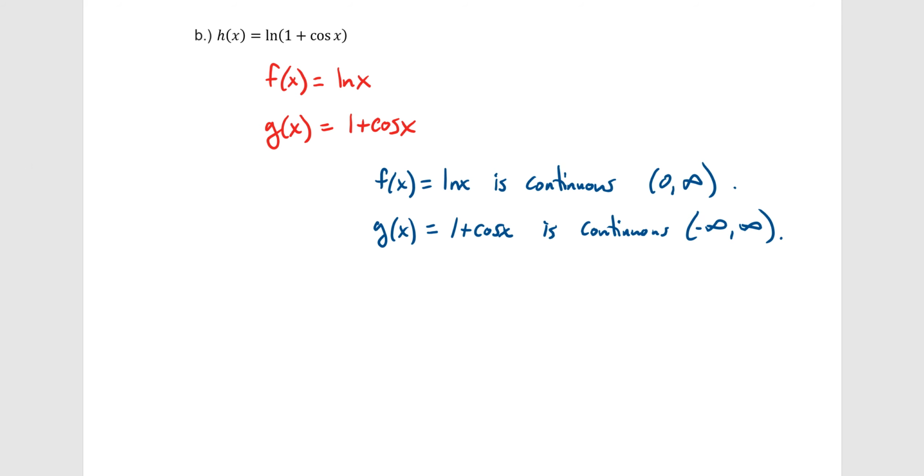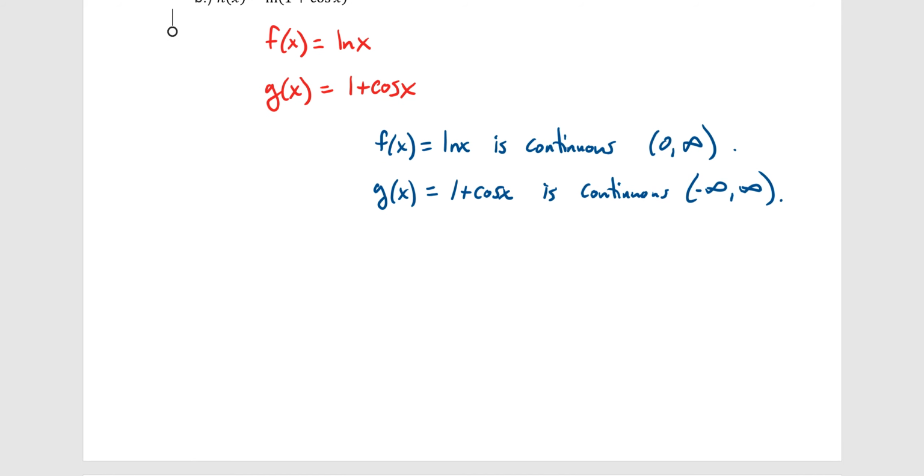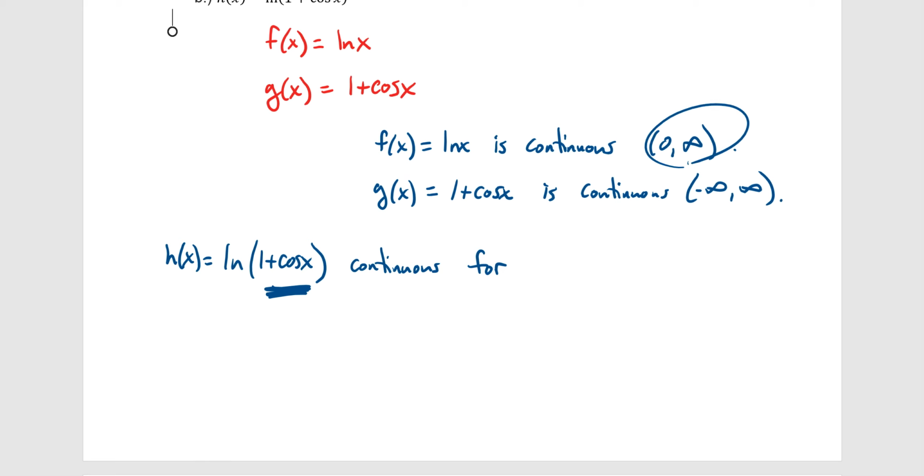So now it's a little bit tricky. Now what we have to do is take into account that it's the ln of 1 plus cosine of x, and the ln of x is continuous over its domain. So that means ln of 1 plus cosine of x has to be continuous when this is from 0 to infinity. So what does that mean? That means it has to be positive. So for that portion, we're just using the continuity of ln of x.